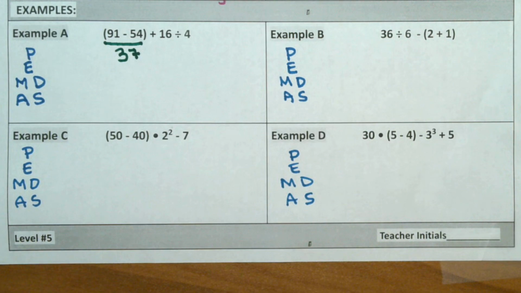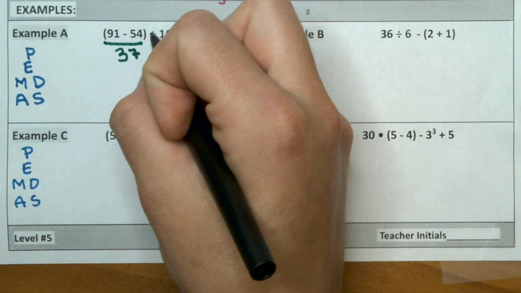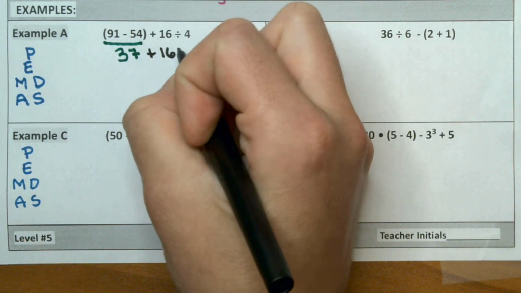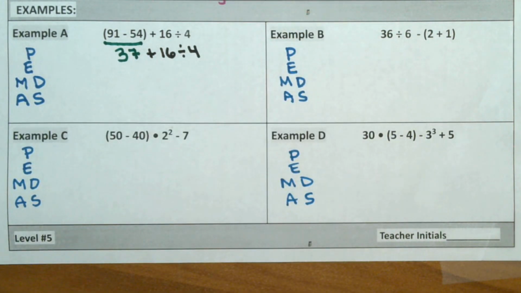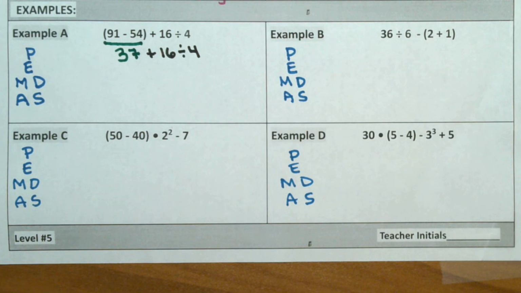And then this is important. Everything I didn't underline, I'm going to bring down super neatly right beneath where it's written. The plus right beneath the plus, 16 beneath the 16, and so on. So now my new problem is 37 plus 16 divided by 4. We're only doing one step at a time.